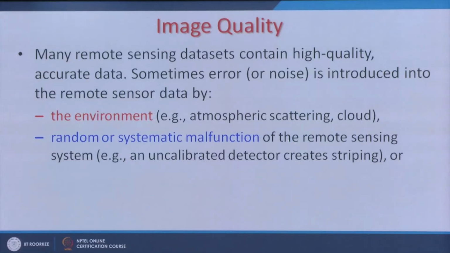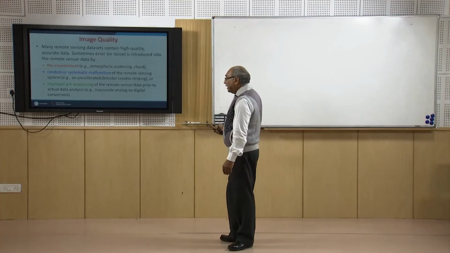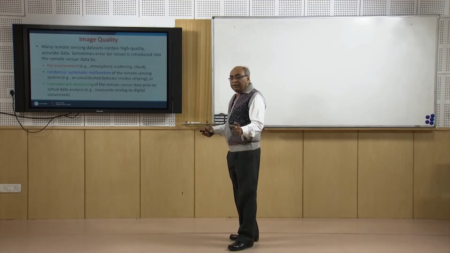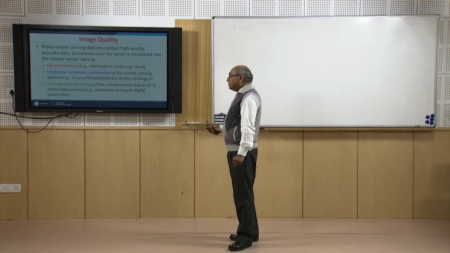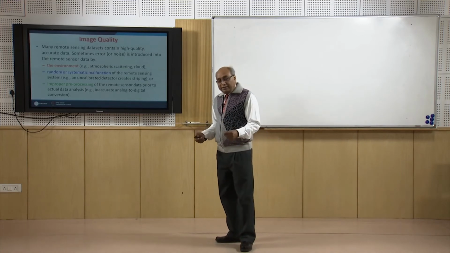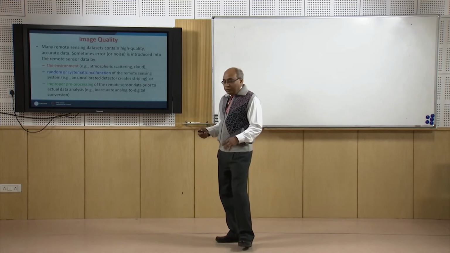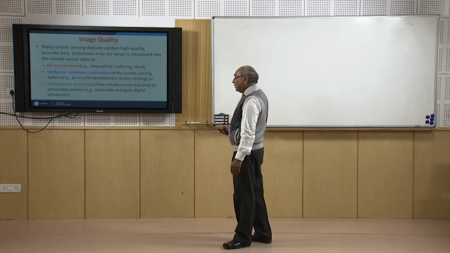Random or systematic malfunctioning of remote sensing systems, which we discussed in a previous topic while discussing georeferencing, can be corrected to some extent by georeferencing, and if there are some random things, then probably by human intervention they can be corrected. Sometimes some errors are so bad that they cannot be corrected and such images cannot really be used at all.